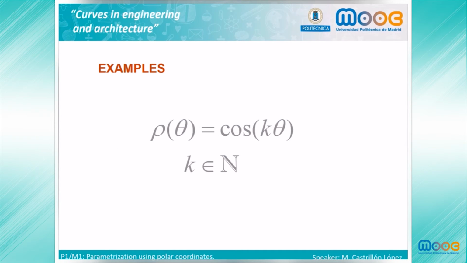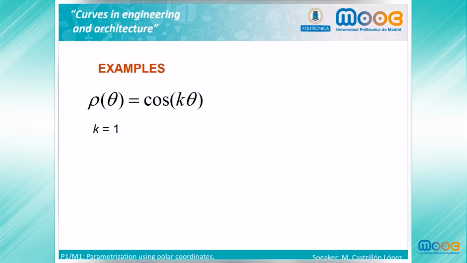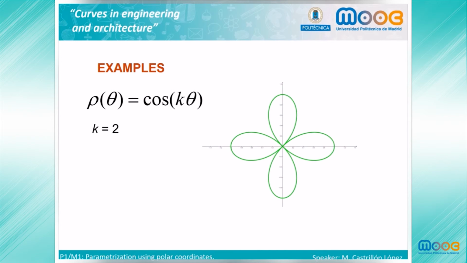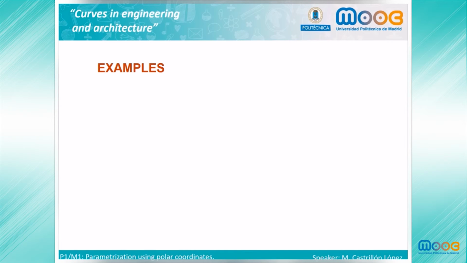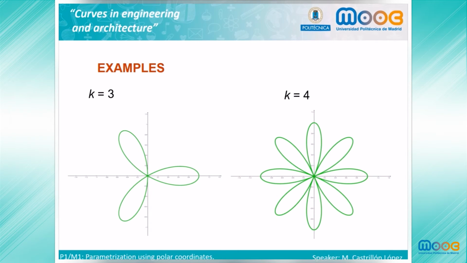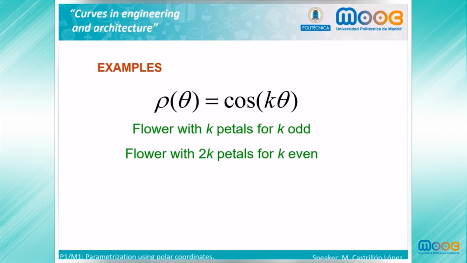Another nice example is the function ρ of theta equals the cosine of a multiple of theta. For example, for k equals 1, one has a circle. For k equals 2, we have a flower of 4 petals. For 3 and 4, we have flowers of 3 and 8 petals respectively. And in general, for k odd, we have k petals, and k even gives a flower of 2k petals.